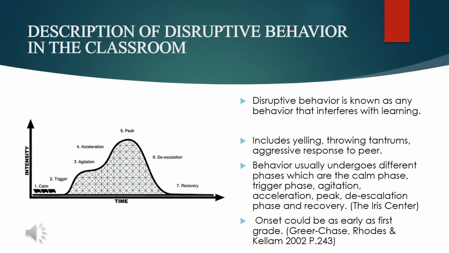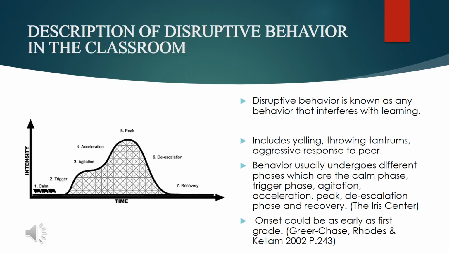Okay, one might ask or want to know more about what a disruptive behavior is, especially in the classroom. Disruptive behavior is known as any behavior that interferes with learning. It could be yelling, a child throwing tantrums, or anything out of the norm that is not following the sequence going on in the classroom that might lead to distraction. It typically has its own phases, as you could see with the diagram presented here on the PowerPoint to my left hand side.